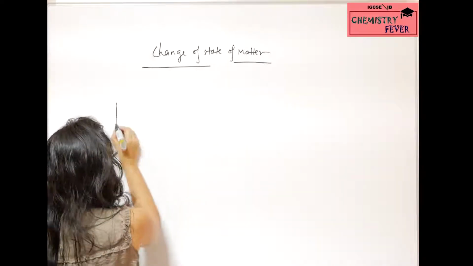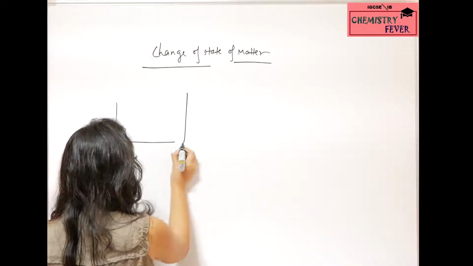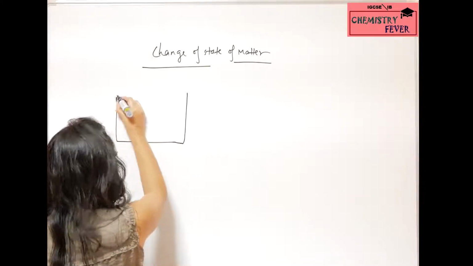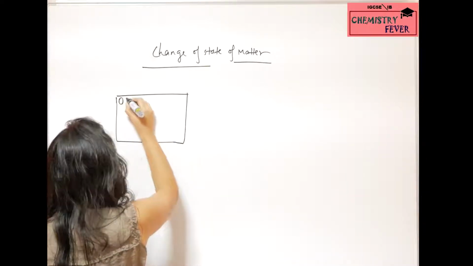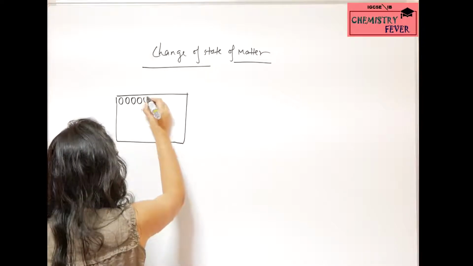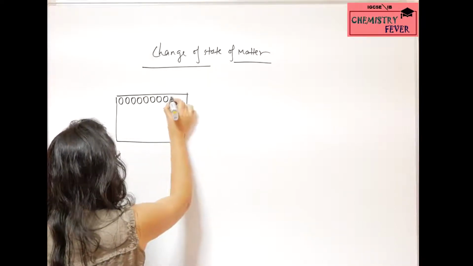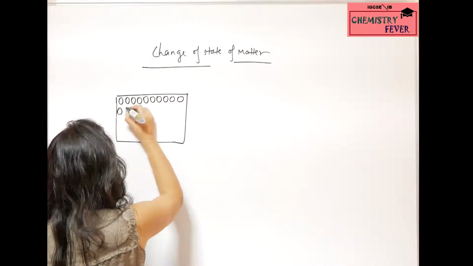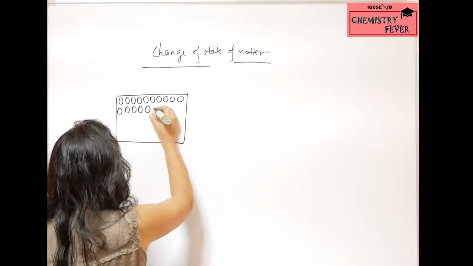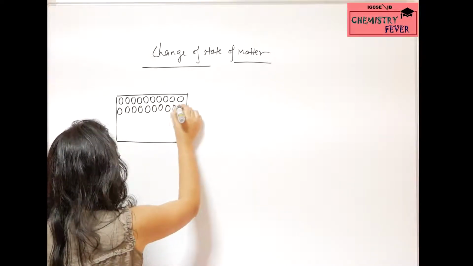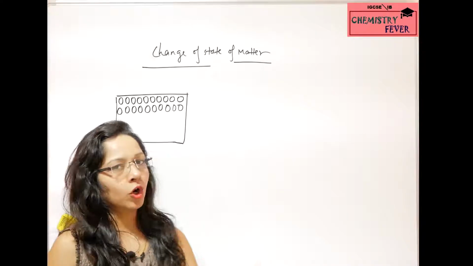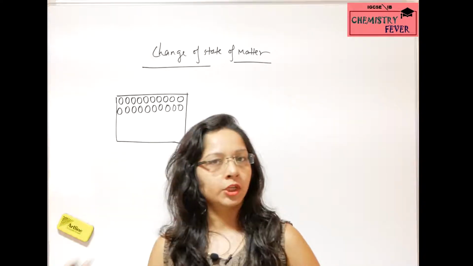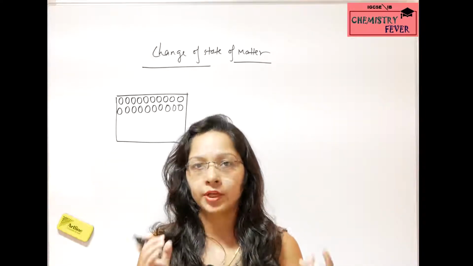Okay, so suppose we start from solid. In solids, as I have already told in the previous video, the particles are very, very close. This thing we all know very well. If you want to convert solid into liquid, you need to give heat energy.